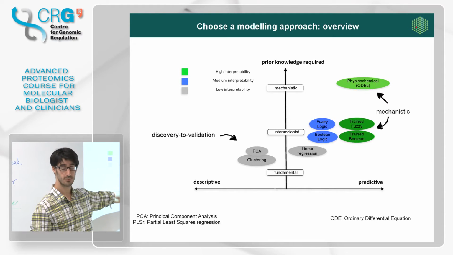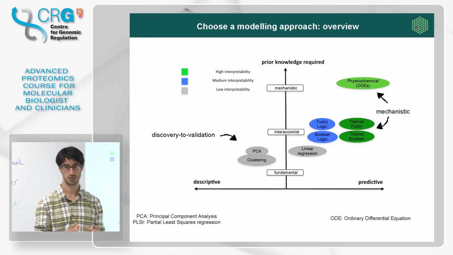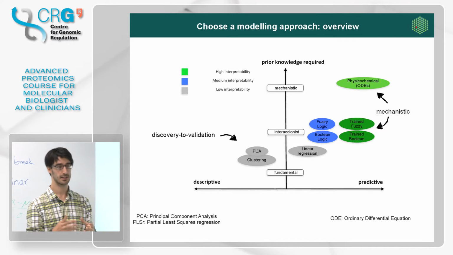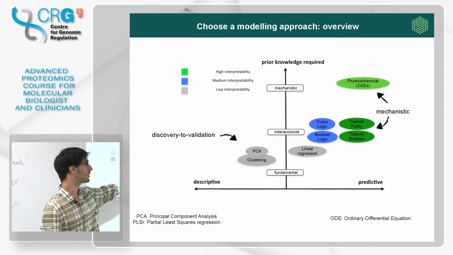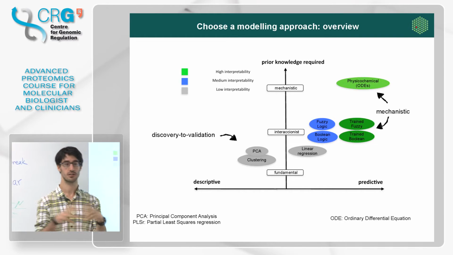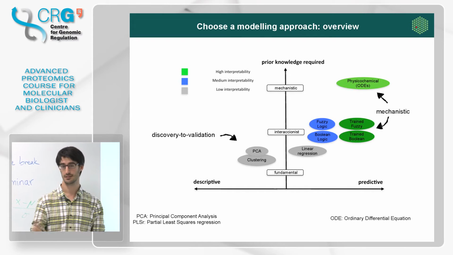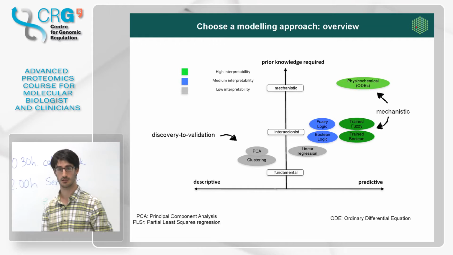Here, there would be the models used in molecular biology that require interactionist knowledge. So here you need to know that your proteins are interacting, and so on. And here, you need to know the specific mechanism that you're looking at. So, for example, not only that these proteins are interacting, but that protein A is phosphorylating protein B at this amino acid with a certain kinetic rate, and so forth.